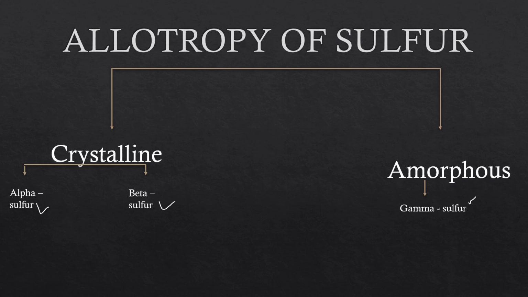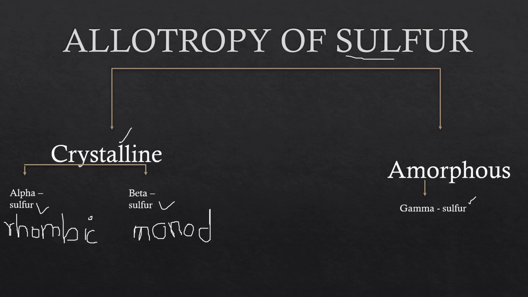We will only be talking about the crystalline solids. So let's discuss alpha sulfur and beta sulfur. When sulfur changes its state to a crystalline solid, there can be two possibilities. It can be in the rhombic form, that is termed alpha sulfur, or it can be in the monoclinic form, that is referred to as beta sulfur.